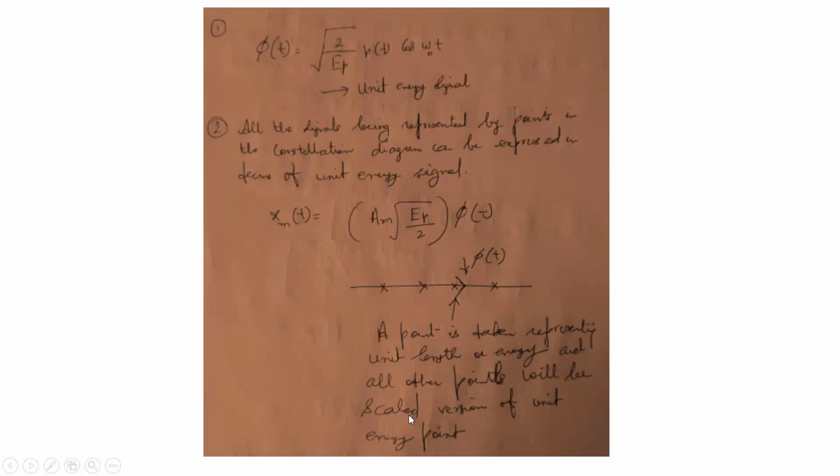I will also consider a unit energy signal, and let us say I call this signal phi t. Phi t is my unit energy signal, right? I will come to that point a bit later, maybe on the next slide. So xm(t) is the modulated signal, modulated with a frequency f0, right?